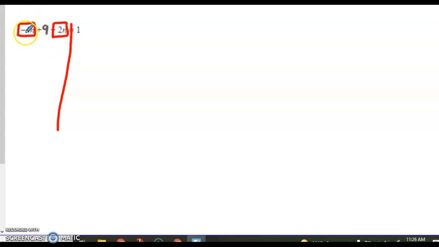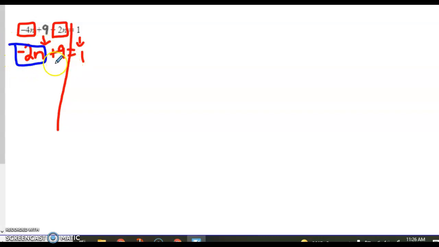So I'm going to do negative 4n plus 2n, and that gives me negative 2n. So I added those together first. I'm just going to bring the plus 9 straight down, and I'm going to bring the equals 1 straight down. And now this looks more like an equation that we've been solving.